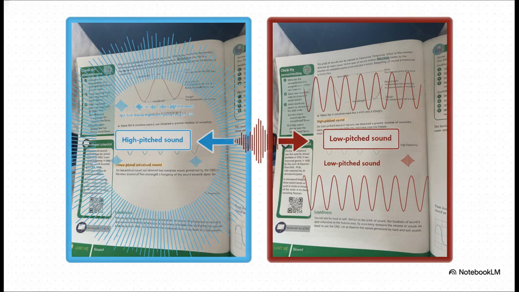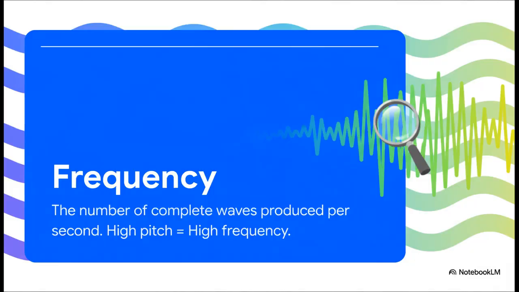On the left, for the high-pitched sound, the wave is really crowded. The peaks and valleys are all bunched up together. But look at the right. The low-pitched sound has waves that are way more stretched out and relaxed. Now, this crowdedness has a proper scientific name. It's called frequency. It's literally just the number of complete waves that squeeze into 1 second. So a high-pitched sound has a high frequency. A low-pitched sound has a low frequency. They're one and the same.